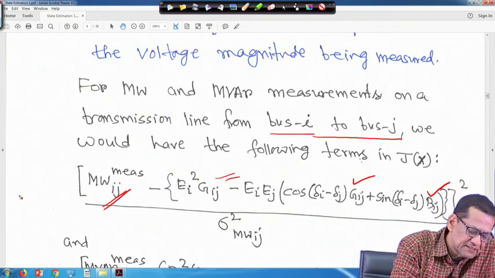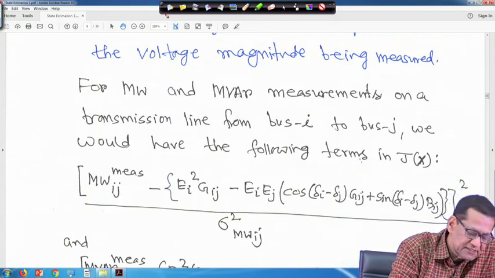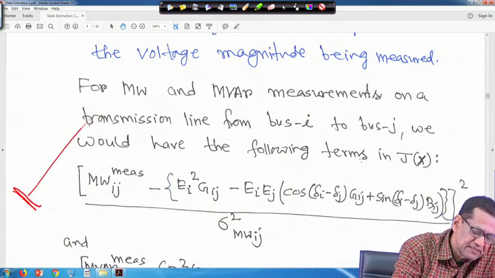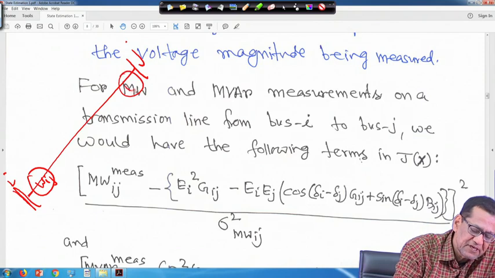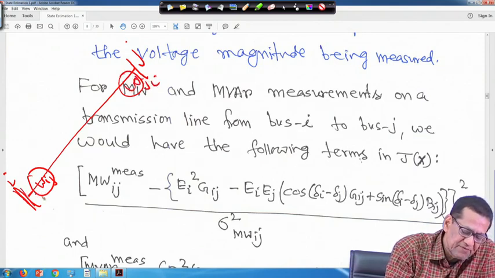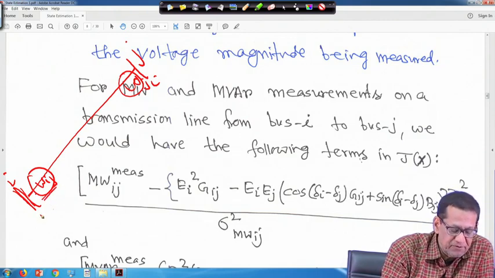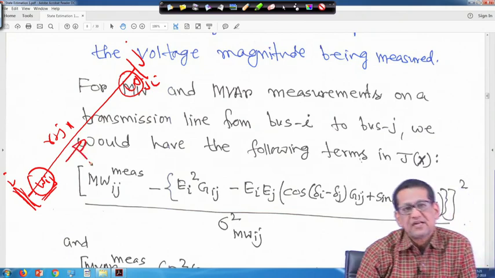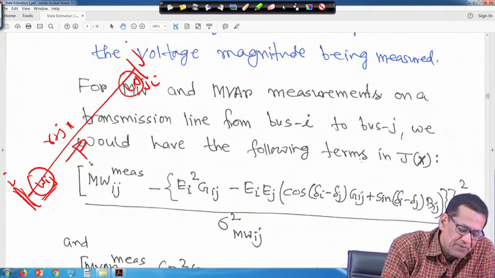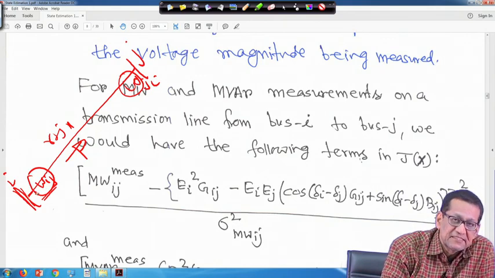So, one small thing: suppose this is my bus i, and this is my bus j. I have a meter here, called W_ij. If you put a meter here also, say W_ji, right. So, if you put the meter just near the bus to measure the power flow, the line has resistance R plus jX, and say the direction of the power flow is like this. In this case, whatever power is flowing, you will measure in the line near this bus i, right.